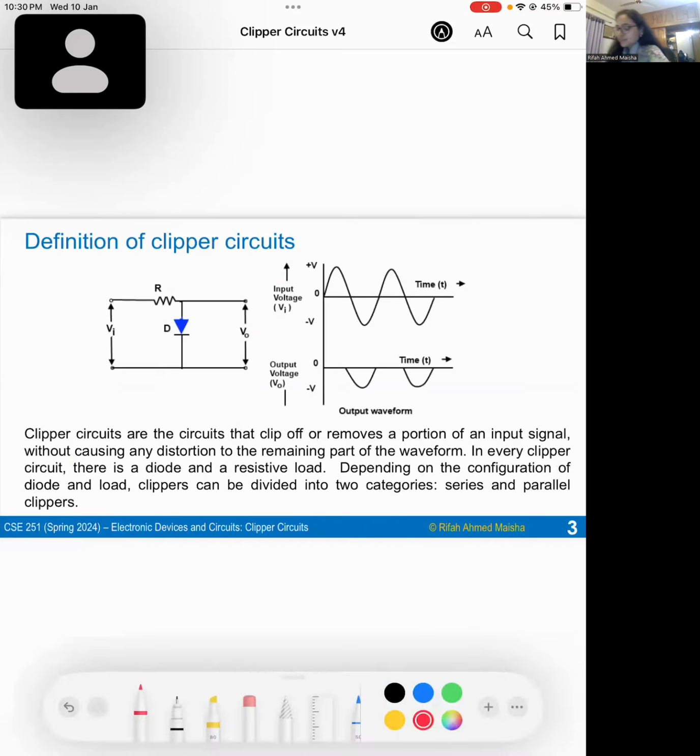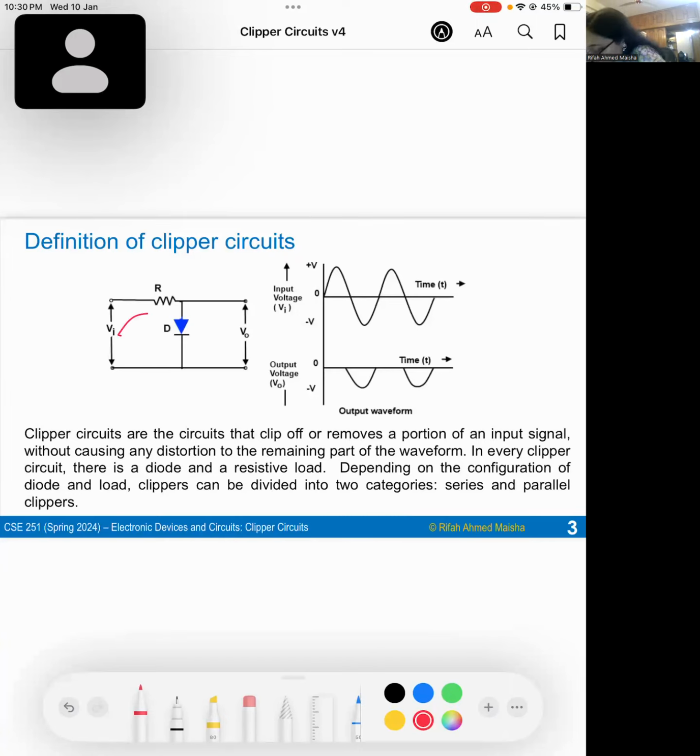So Clipper circuits are wave shaping circuits. They clip off or remove a certain portion of the applied signal while the rest of the signal remains intact. The simplest form of Clipper circuit consists of a diode and a resistive load. In the picture, we can see a Clipper circuit and the output is taken from the diode.